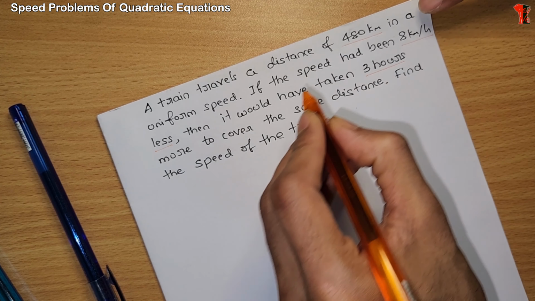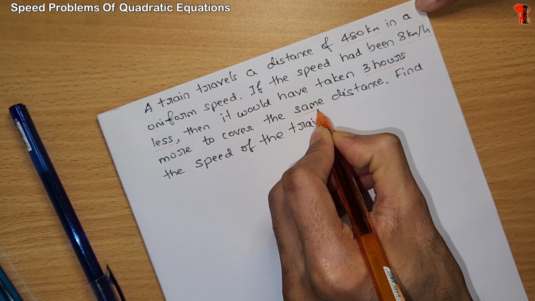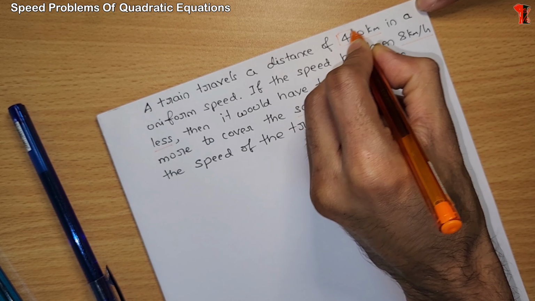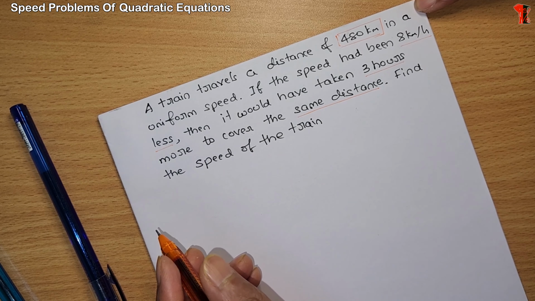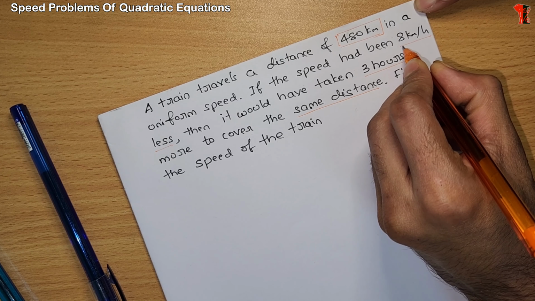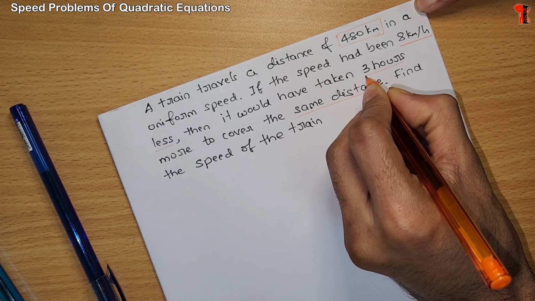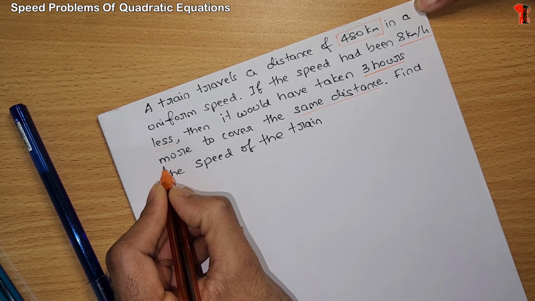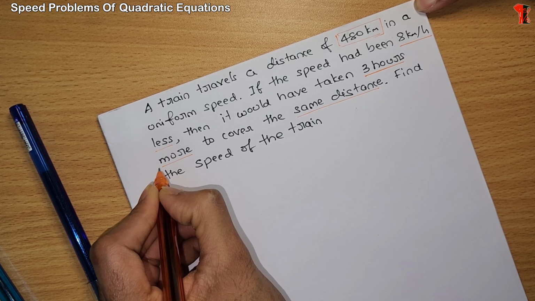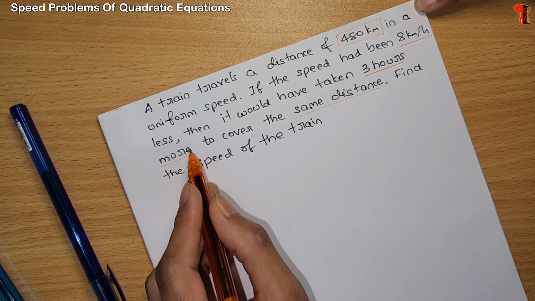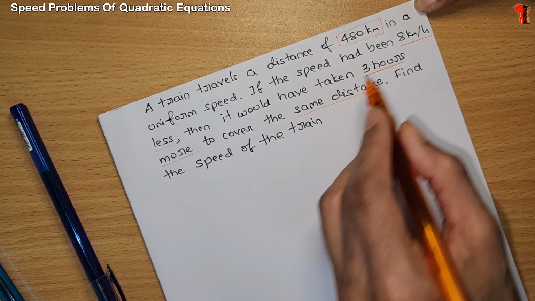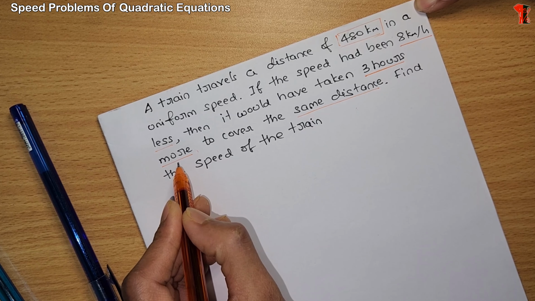See, these are the things we need to remember. One is that the distance is the same. That means the distance traveled in both cases is 480 kilometers. Then they are reducing the speed by 8 kilometers per hour, so when they do that, they are getting 3 hours more. This more or less shows the difference of time. Here, 3 hours more means the difference of time is 3 hours.